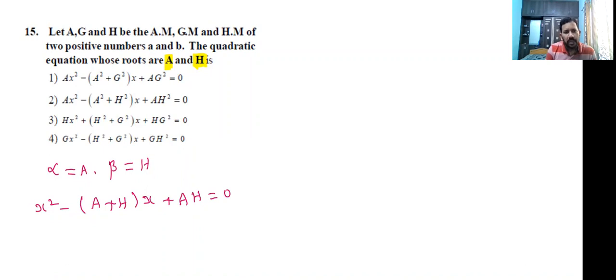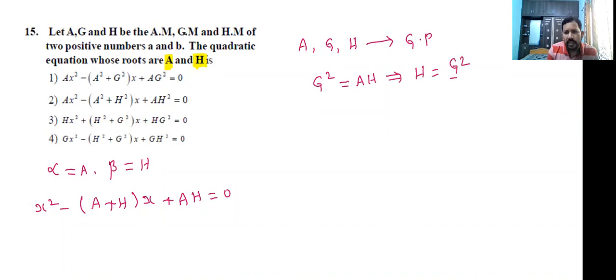That's why arithmetic mean, geometric mean, harmonic mean. We know that those form a GP series. Then what is the condition? G square is equal to AH. Now, here, what is A? A is G square by H, or what is H? H is G square by A. Anyone you can take. Suppose I am taking H is equal to G square by A.